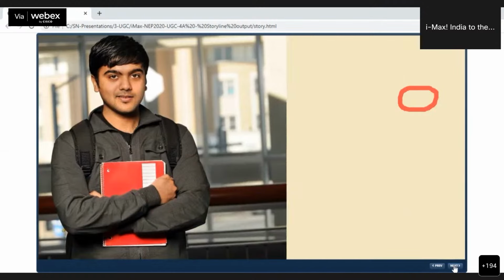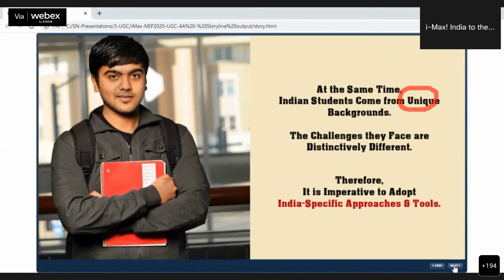Now, what is happening here in India? Indian students come from unique backgrounds. The challenges they face are distinctively different. Therefore, it is imperative to adopt India-specific approaches and tools.